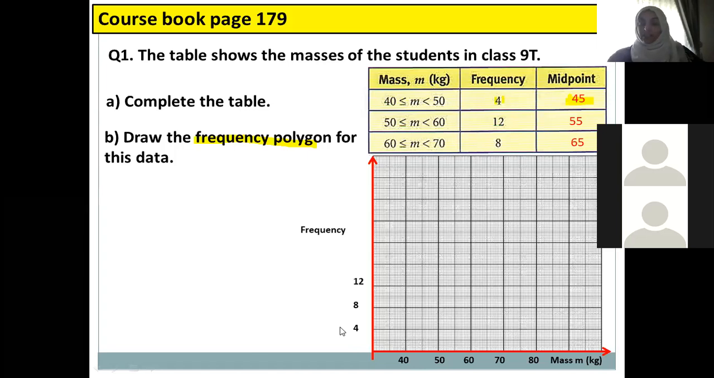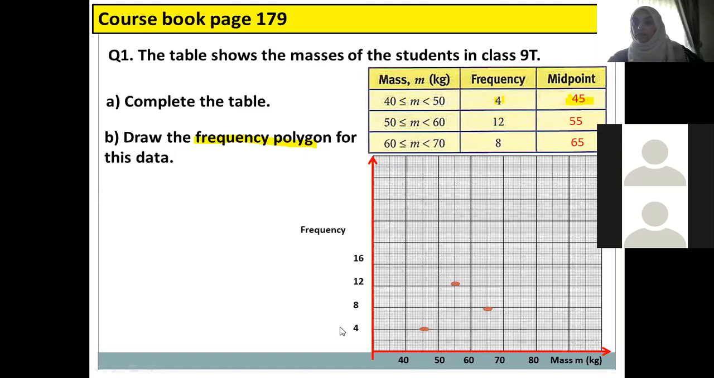Okay, so we will plot the midpoint against the frequency. What is the midpoint for the first interval? So 45 with 4. So we will plot 45 with 4. Second, 50, would be? 55 with 12. That's right. And then? 65 with 8. 65 with 8. And what do we need to do, Selena?